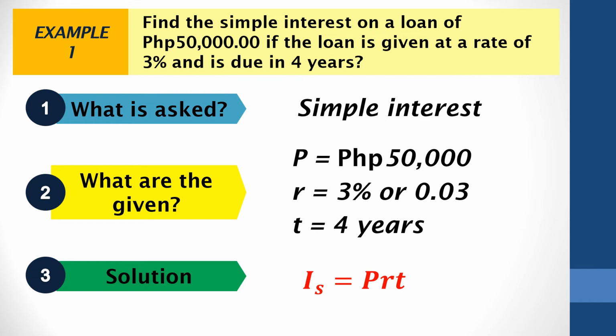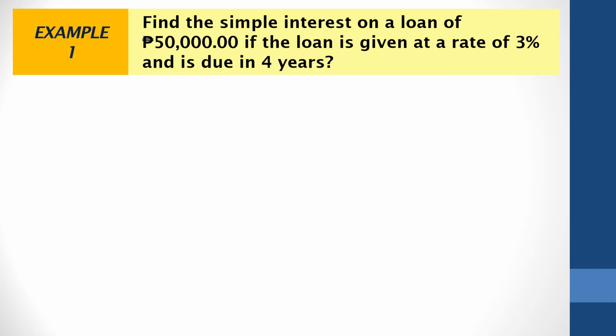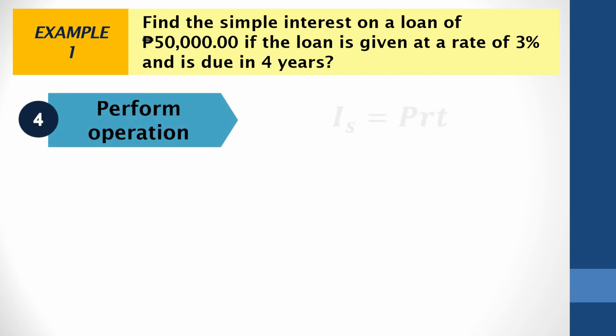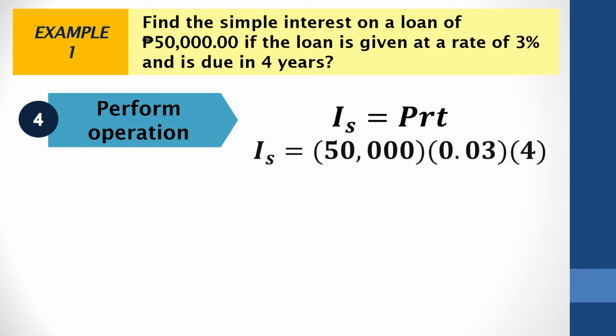Gets nyo ba? Okay, let's proceed to the next step. Let us perform the operation. I sub S equals PRT. Anong unang gagawin? I-substitute lang po natin from our given to our solution. I sub S equals the P or our 50,000 pesos times the R or the 0.03 times T equals 4.